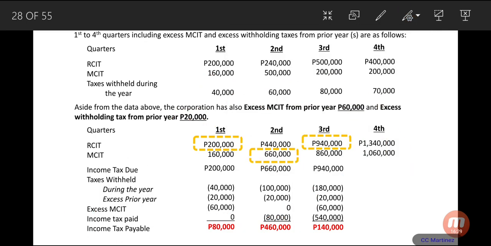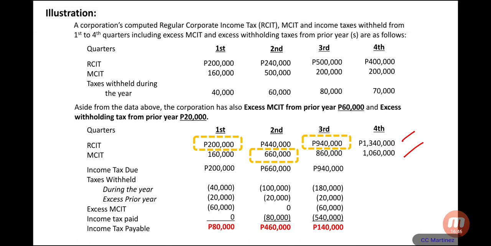So, last, for the fourth quarter. Same process. Magkano income tax due? Pipili natin kung ano yung mas mataas sa RCIT and MCIT. So, between 1,340,000 and 160,000, mas mataas of course yung 1,340. Kaya yan yung gagamitin natin as income tax due. 1,340,000.